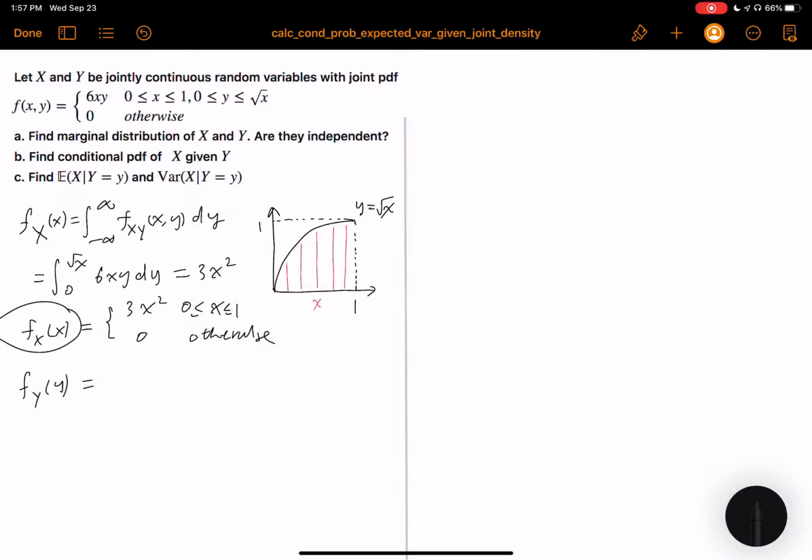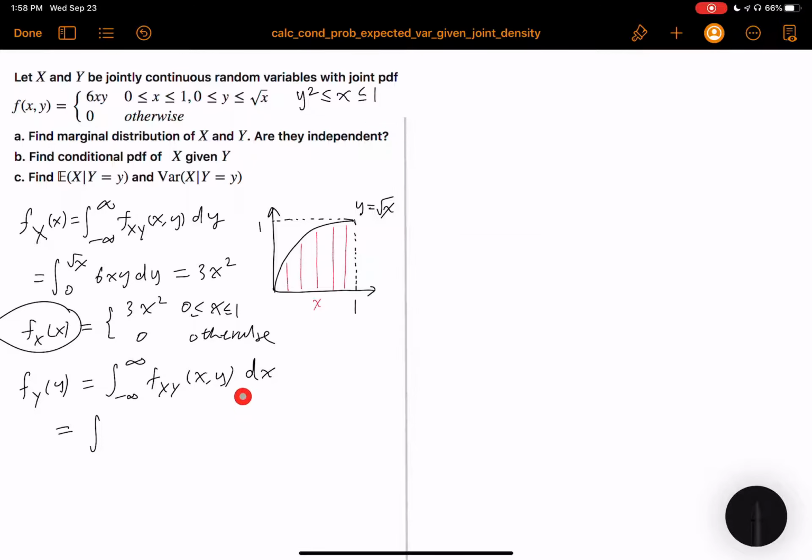f_Y is again equal to the integral from negative infinity to positive infinity of f_XY(x,y) dx, because we're looking at the density of Y, so we need to integrate out the X. Let's look at the range of X given Y. We know that the square root of X is greater than Y, so we can write this as X is greater than or equal to Y squared, and we also know that X is between 0 and 1, so it must be less than or equal to 1. So here is the range of X given Y, between Y squared and 1.